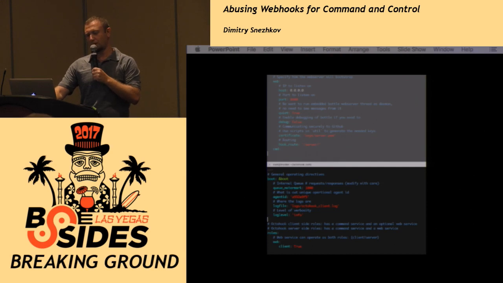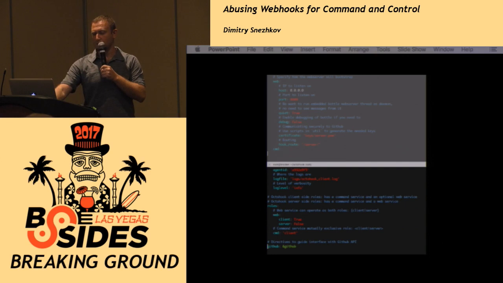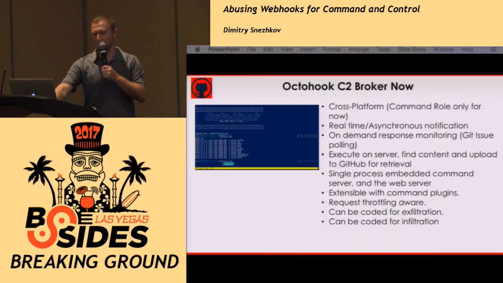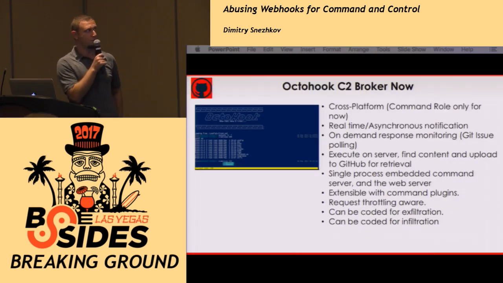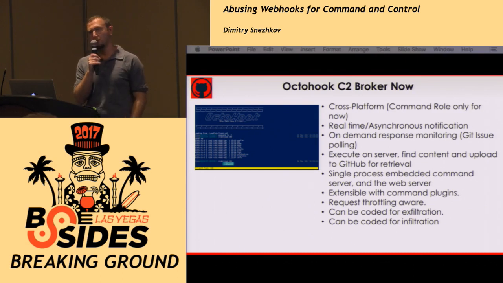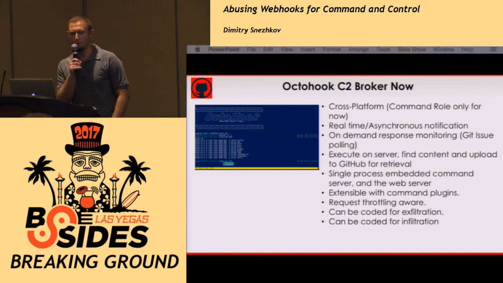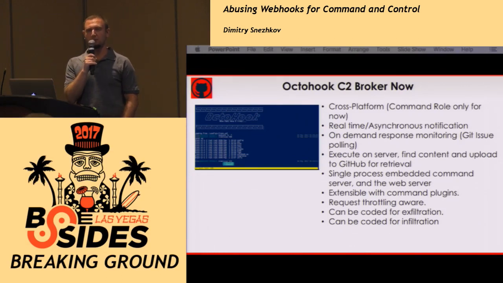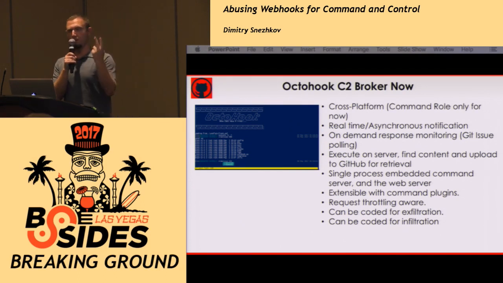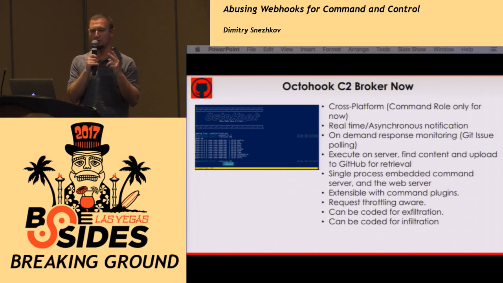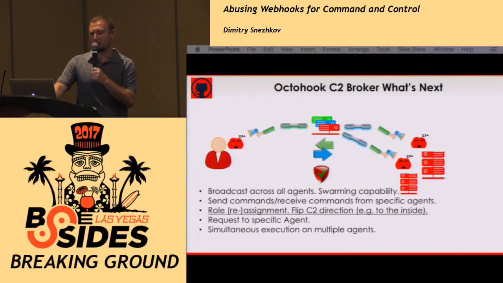All right, so the client and the server configuration is very, very similar because you can actually toggle the roles here. Right now it's cross-platform for the most part, except for the command execution because it uses POSIX. So your C2 might need to be a POSIX machine. It is extensible with command plugins. It's one process with an embedded web server and the command server. So when the defense goes and sees it, they just see a user process without anything else, no forks or anything like that.